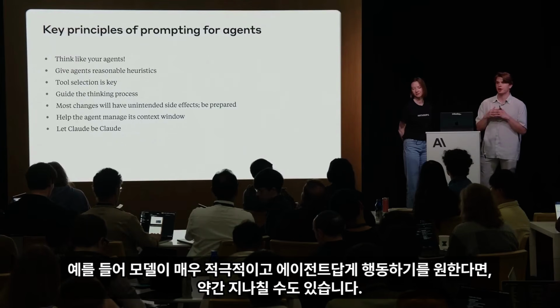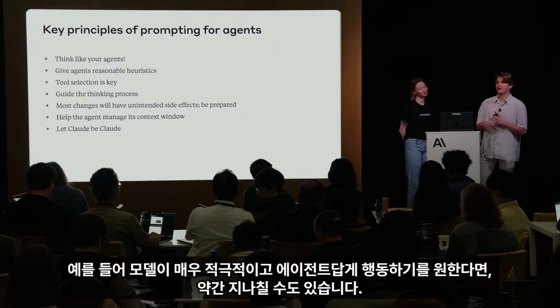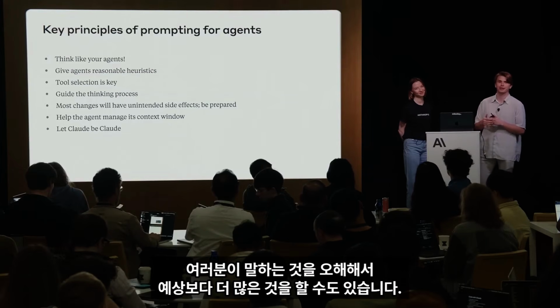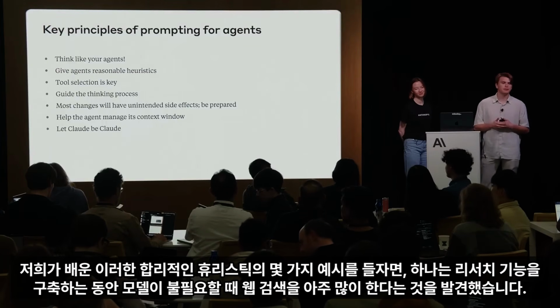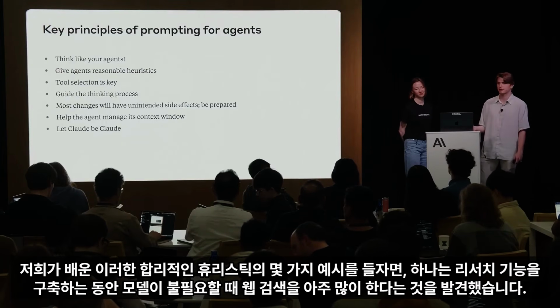For example, if you want the model to be very eager and you want it to be very agentic, well, it might go over the top a little bit. It might misinterpret what you're saying and do more than what you expect. And so you have to be very crisp and clear about the concepts you're giving the models. Some examples of these reasonable heuristics that we've learned.